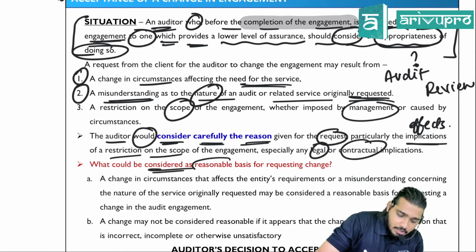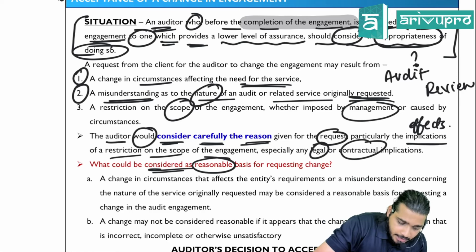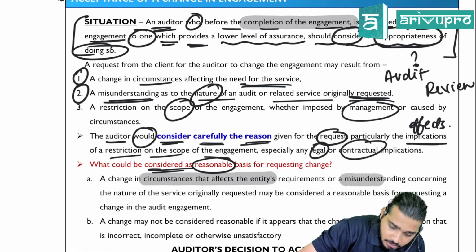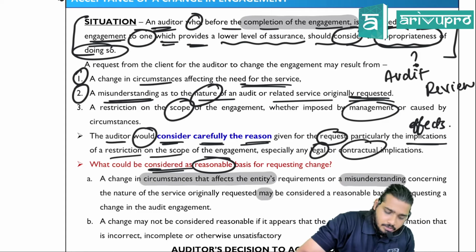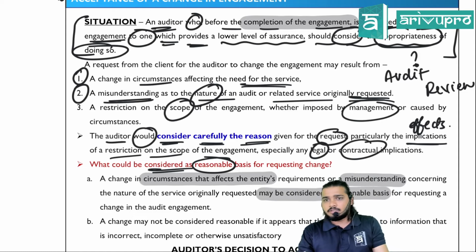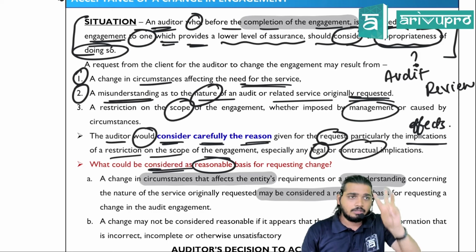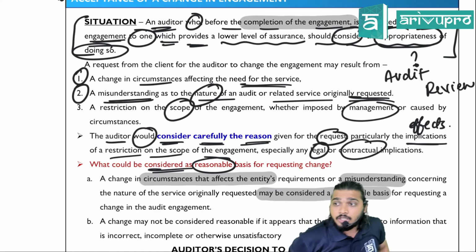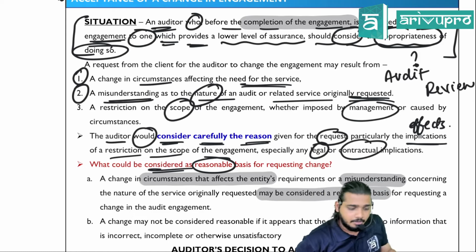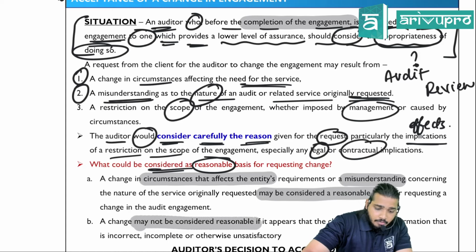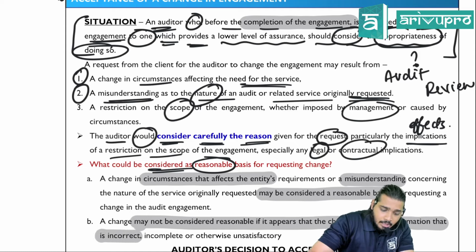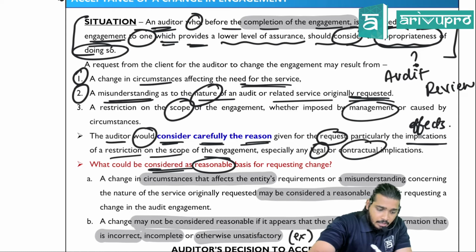What could be considered as reasonable? Number one, a change in circumstances that affects the entity, or misunderstanding, may be considered as a reasonable basis for requesting a change. Clear? The third one is not a reasonable basis for requesting. They can't tell you to change your audit because they are restricting your scope. Such things you should not accept. Clear? Change may not be considered if it appears that the change relates to information that is incorrect, incomplete, or otherwise unsatisfactory. Here I have to give you one example. Clear? Later on you'll understand.